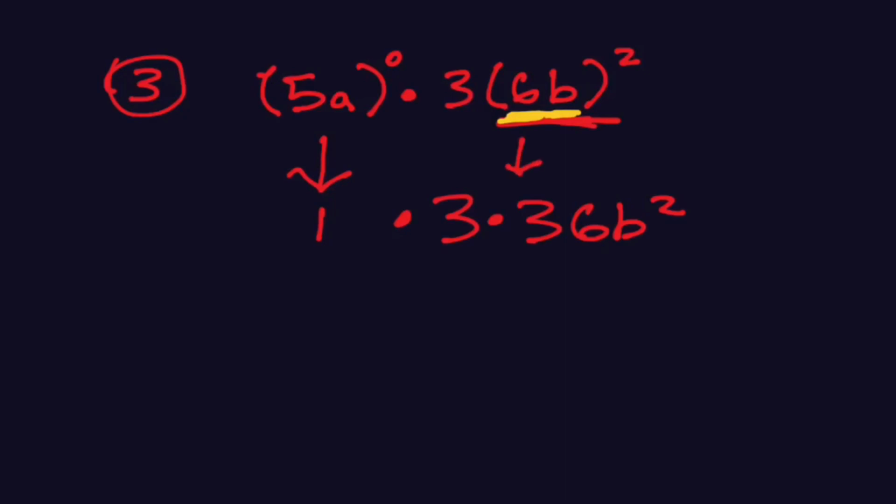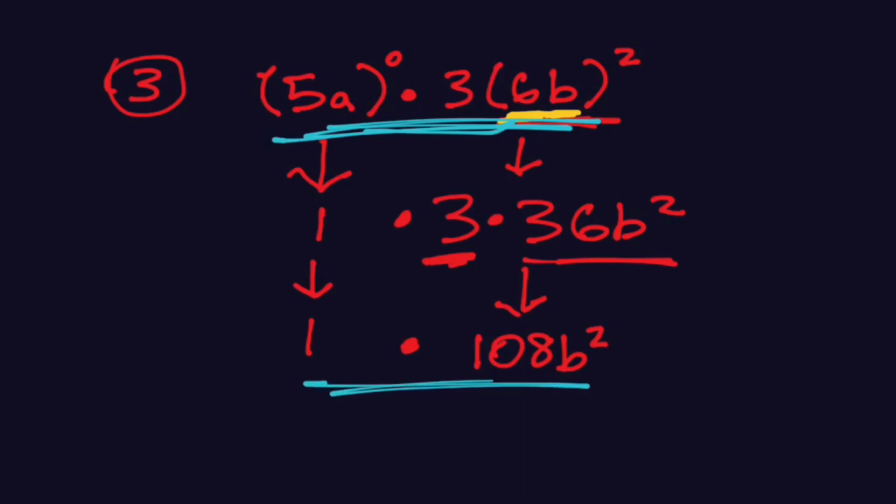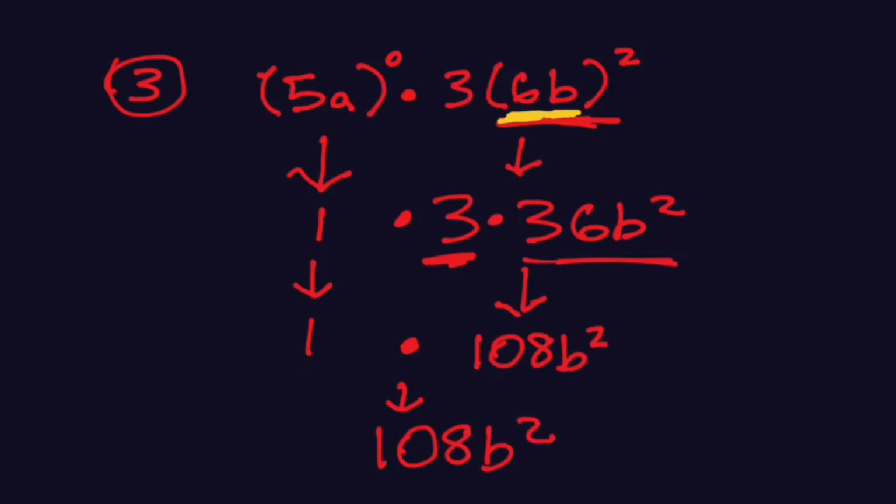Okay, so first this is still 1. We're keeping that as 1 because it's already simplified. But 3 times 36b squared is not. So we just multiply the 3 times 36b squared, and we get 108b squared, because 3 times 36 is 108. So now we have 108b squared times 1. So we have simplified this down to this, and 1 times 108b squared is obviously just 108b squared. So that is the final answer of the final practice problem in this video.